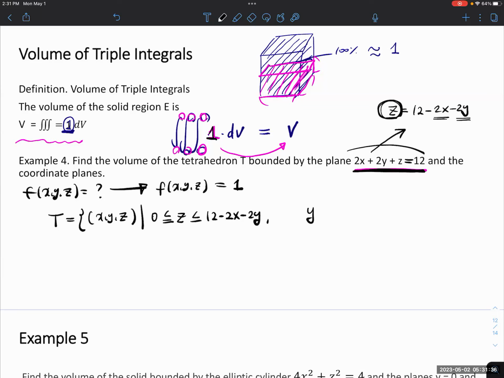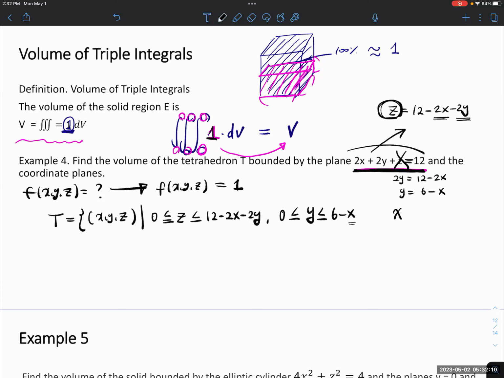Likewise, we need to find the interval for y. Now that we solved for z, you can get rid of it. So now 2x plus 2y equals 12, just solve for y. 2y will be 12 minus 2x, so y will be 6 minus x. So it's going to be between 0 and 6 minus x. That means the y variable is changing depending on the x variable. Are we okay? We had two variables, now one variable. So we're going to find the x interval.